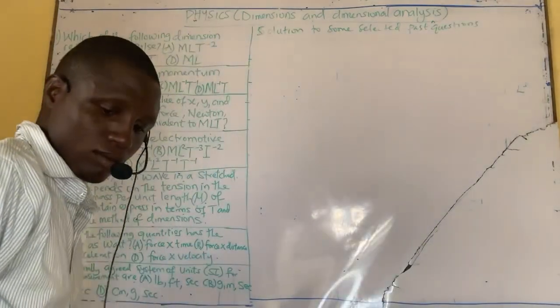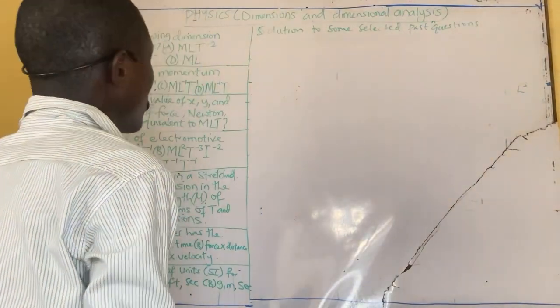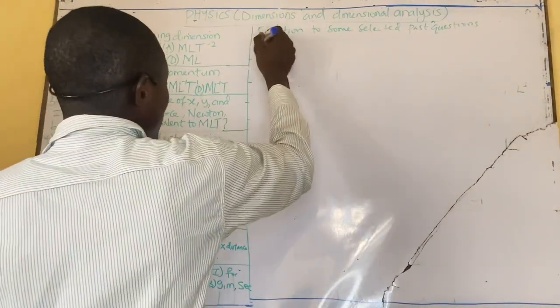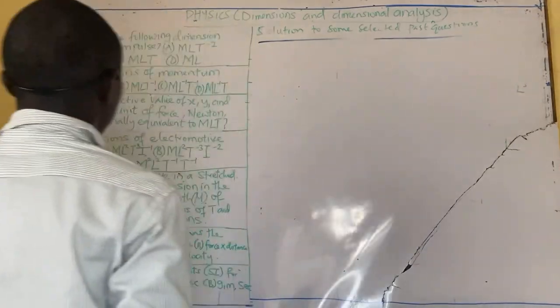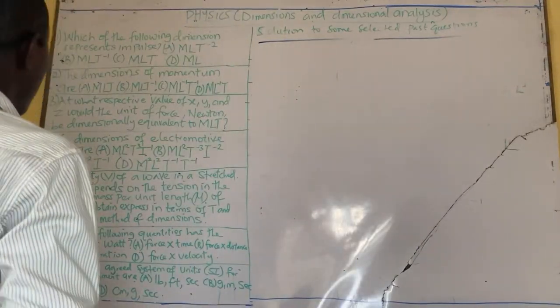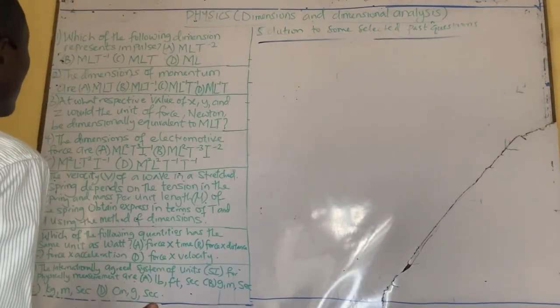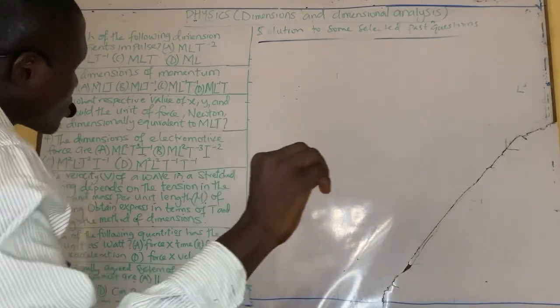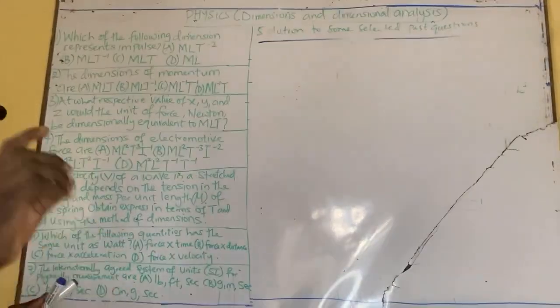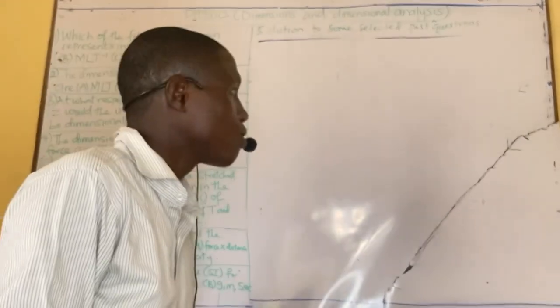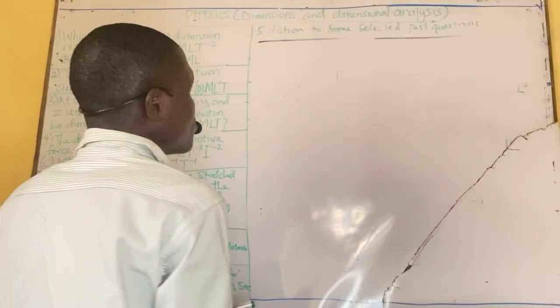Now, we are going to consider solutions to some selected past questions. The first question says: which of the following dimensions represents impulse? The first thing that ought to come to your mind is, what is impulse? How can we express impulse?